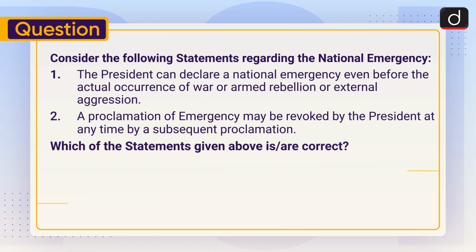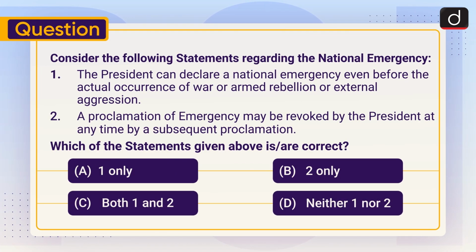Now it's time for the practice question. Consider the following statements regarding the national emergency. 1. The President can declare a national emergency even before the actual occurrence of war or armed rebellion or external aggression. 2. A proclamation of emergency may be revoked by the President at any time by a subsequent proclamation. Which of the statements given above is or are correct? 1 only, 2 only, both 1 and 2, or neither 1 nor 2?